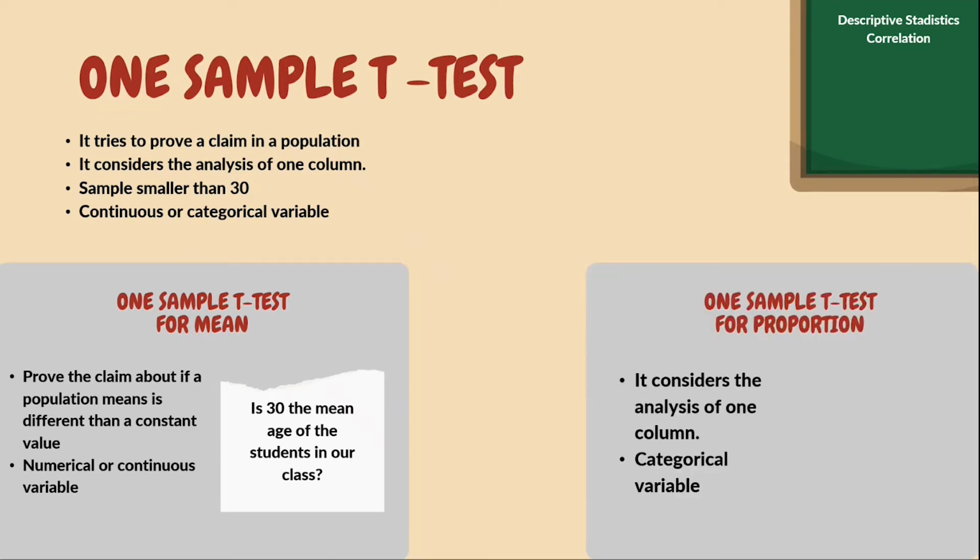One sample t-test for proportion is the categorical variable. For example, are the male students in our class 60%? As you can see, the variable in the one sample t-test for mean is the age, a continuous variable, a number. The variable in the one sample t-test for proportion is if the student is a male or a female, a categorical variable. One is trying to measure mean and the other one proportion.